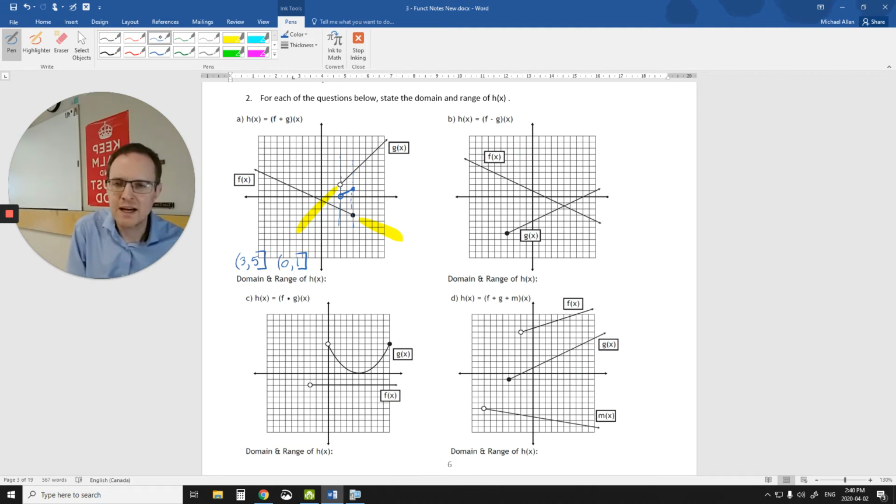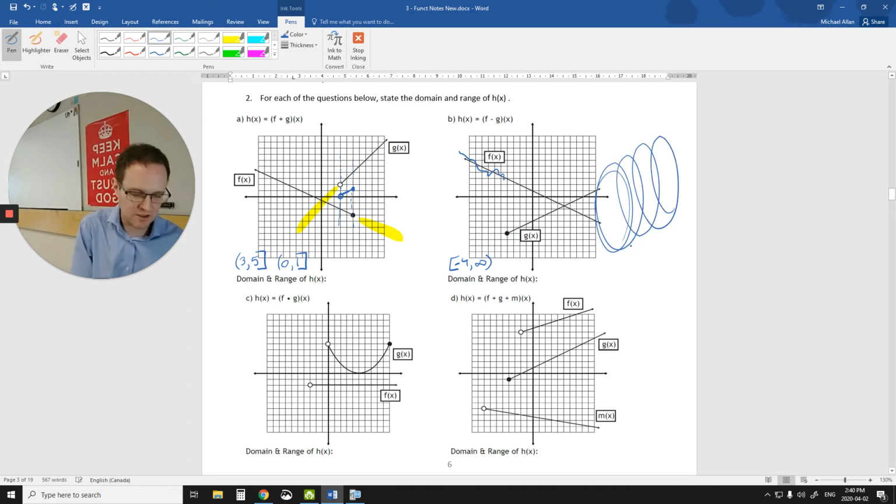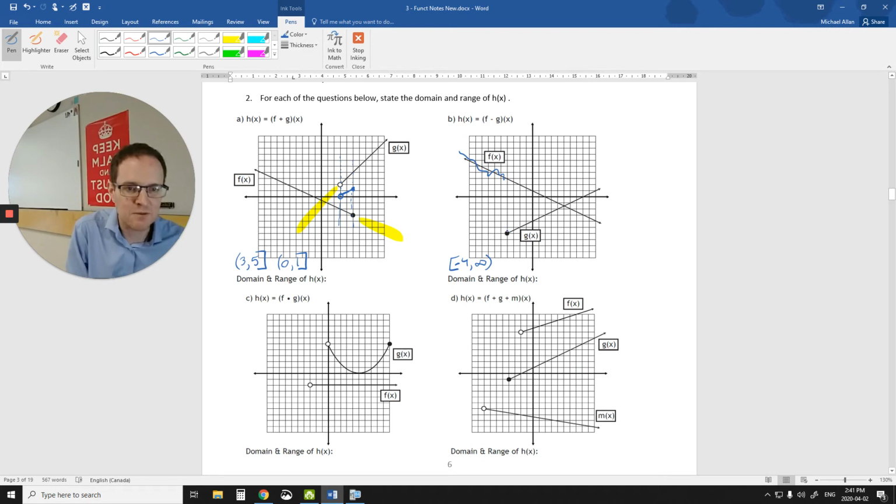For this graph, let's see what happens. So there's nothing over here. So I know my domain is going to start at negative 4 and run to positive infinity. Because it just keeps on going. Both graphs keep on going. There's no restrictions on this side over here. It just keeps on going and going and going. So I'm not too concerned about that. Now I just want to know what my range is.